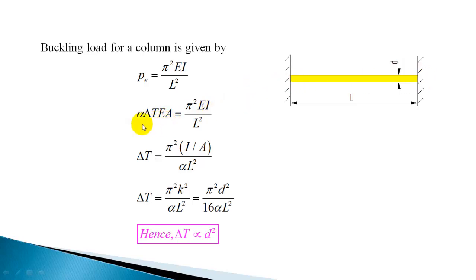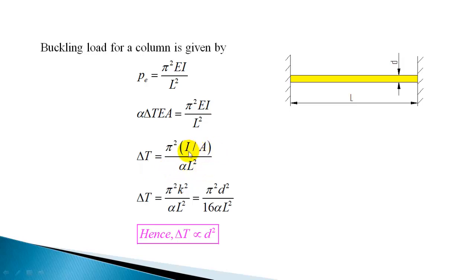When delta T increases, this force will increase and it reaches the point where the member buckles. So you need to find out at what temperature change it buckles. So it is equal to pi square EI by L square, and you can solve for delta T. E cancels on either side, and A is taken to the right hand side. So delta T is equal to pi square into I by A divided by alpha L square.